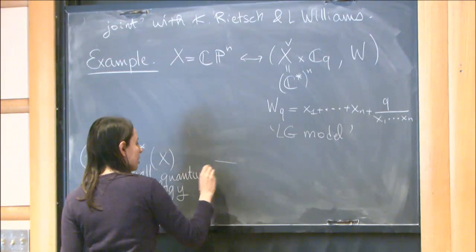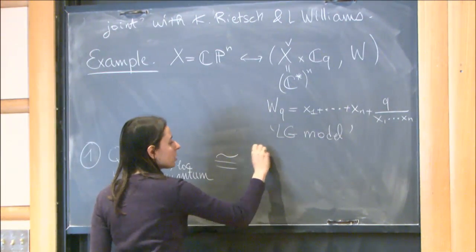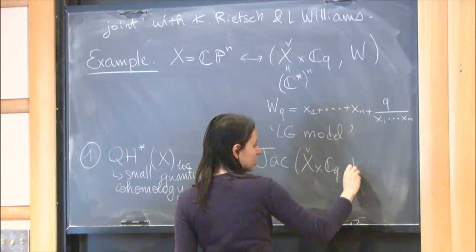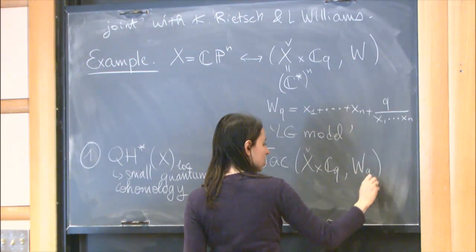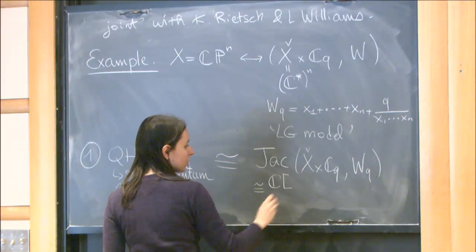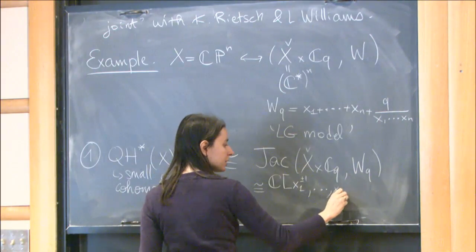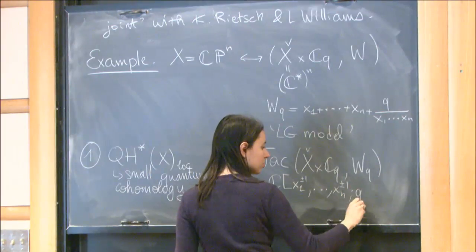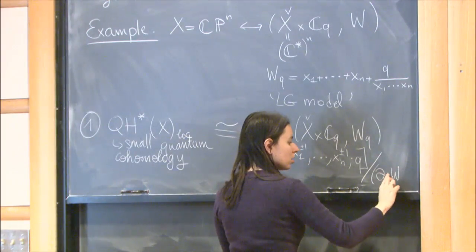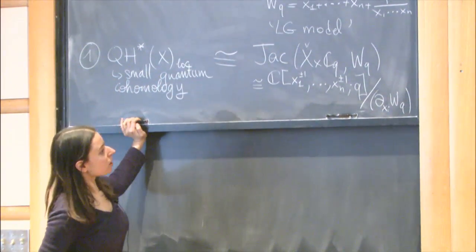And so I will need to localize this at the quantum parameter, and that will be isomorphic to the Jacobi ring of the mirror, which is defined as C of the parameters of the torus, x1 to xn, then we've got q, and we divide by the differentials, dxi of W_q. Is that too small?